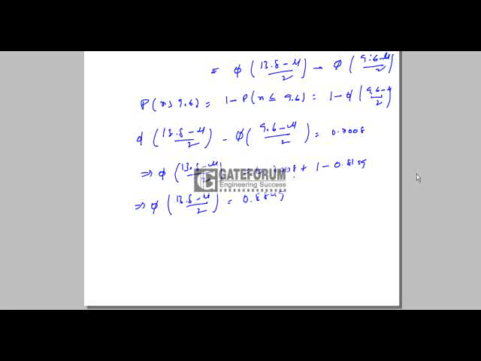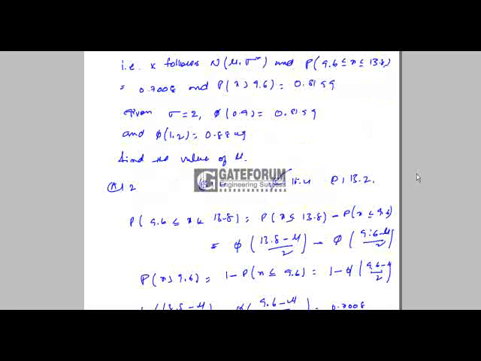This is equal to phi of 1.2, which implies (13.8 minus mu) by 2 is equal to 1.2. So we'll be getting mu as 11.4. So here option C is the correct one.